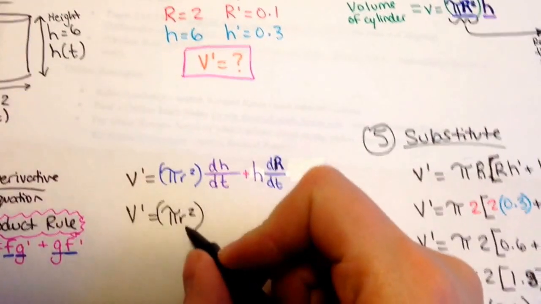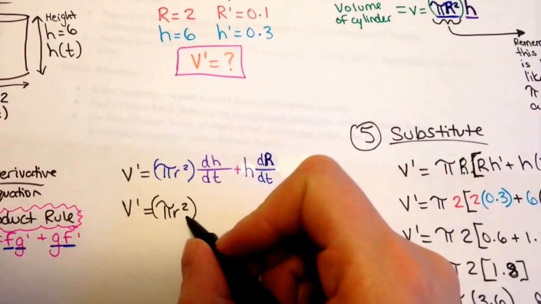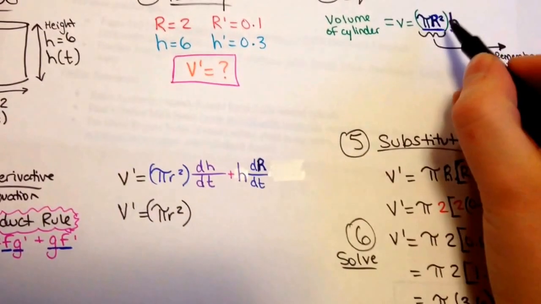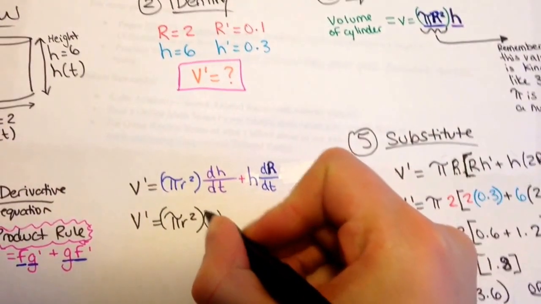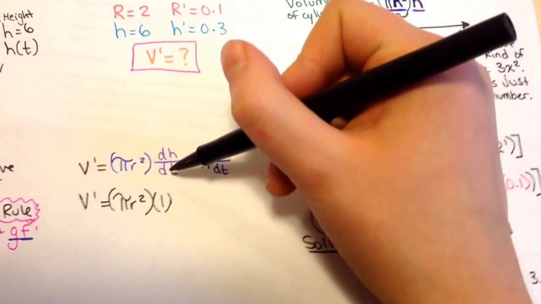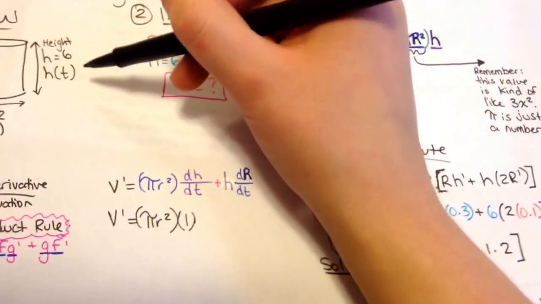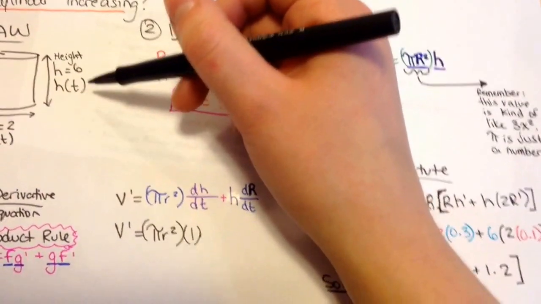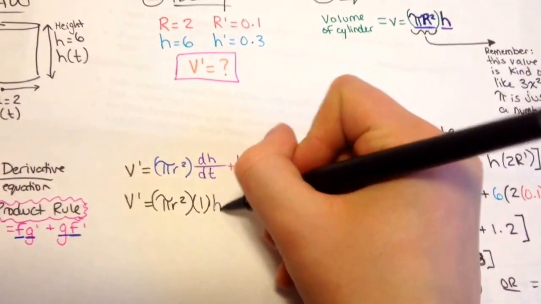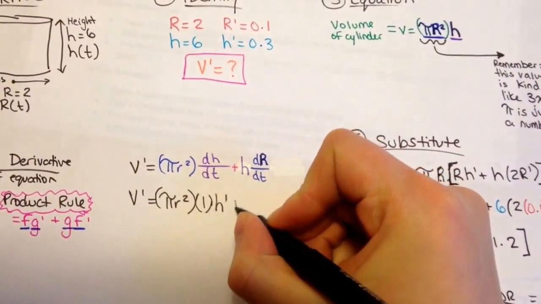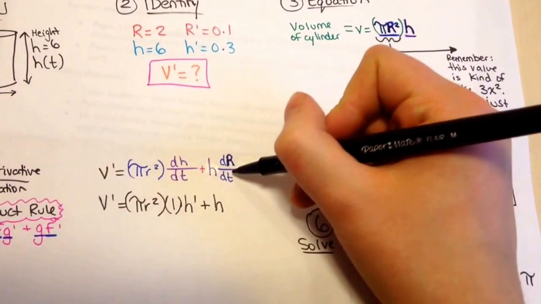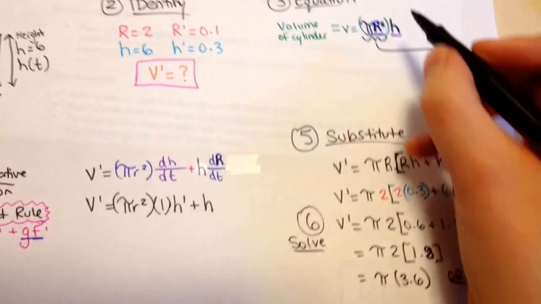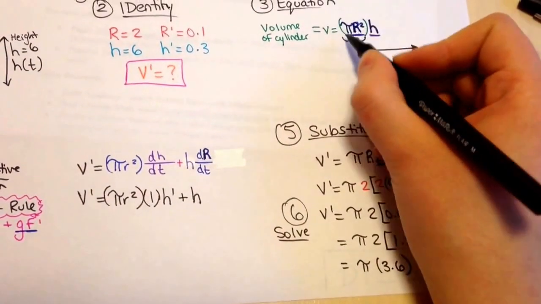So, pi r squared stays the same here. The derivative of h is just 1. If you want, you can put in 1 here, or you can just leave it out. But because h is a function of time, we have to remember to add h prime. The next part is h stays the same, and now we have to find the derivative of r. So we have to find the derivative of this part here.